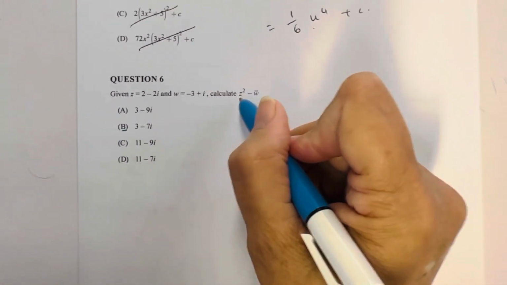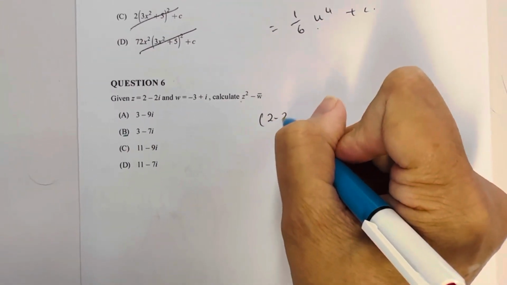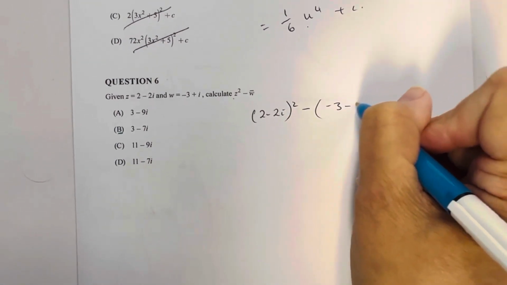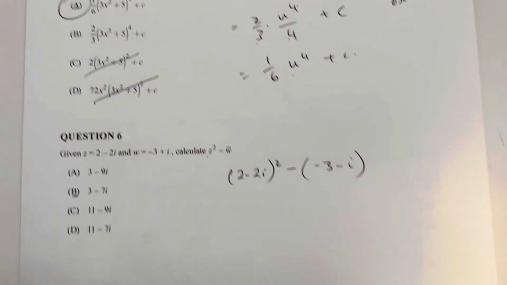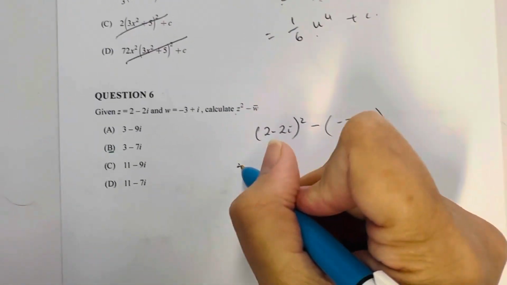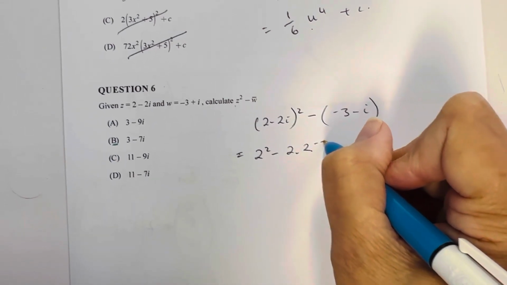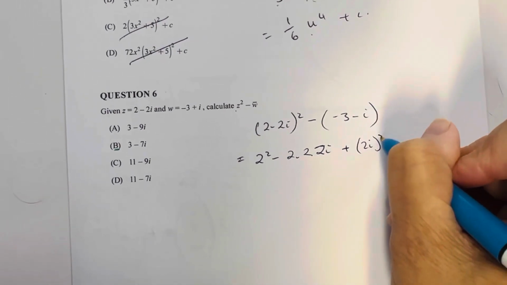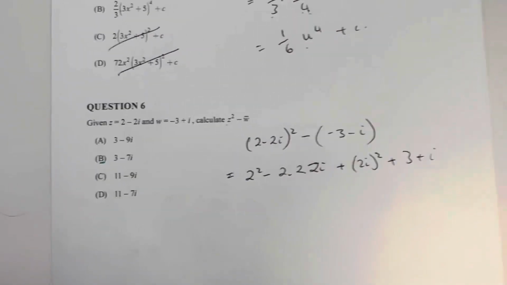We're given Z and we're given W, and we're asked to find Z squared take the conjugate of W. So that's 2 take 2i squared, take the conjugate. So the conjugate will be -3 take I. It's then a case of 2 squared minus 2 by 2 by 2i plus 2i squared. Now that'll become +3 plus I.